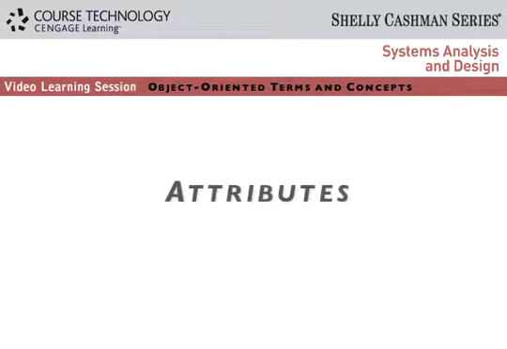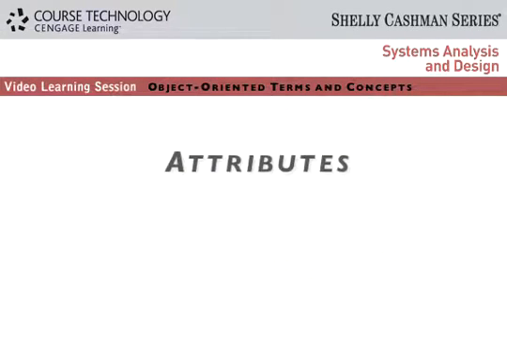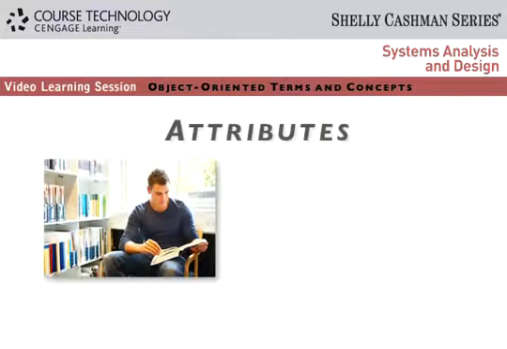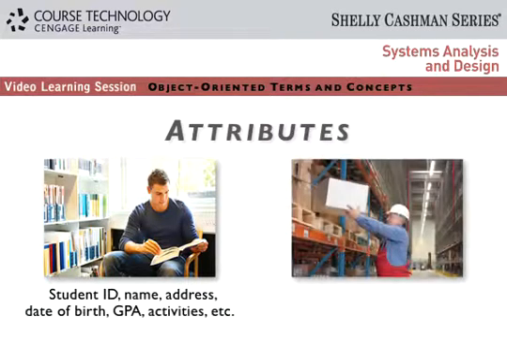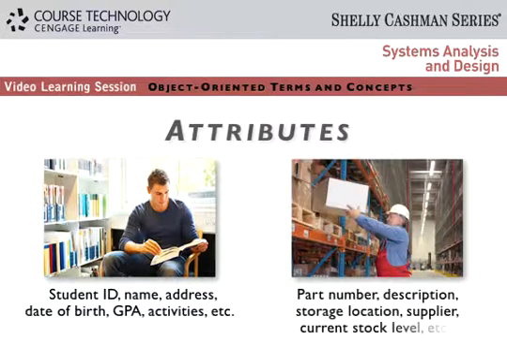Attributes are the characteristics of an object. For example, a student object might have a student ID, a name, an address, a date of birth, a GPA, activities, and so on. A part object might have a part number, a description, a storage location, a supplier, a current stock level, and so on. Depending on your information needs, an object could have 5 attributes or 50.